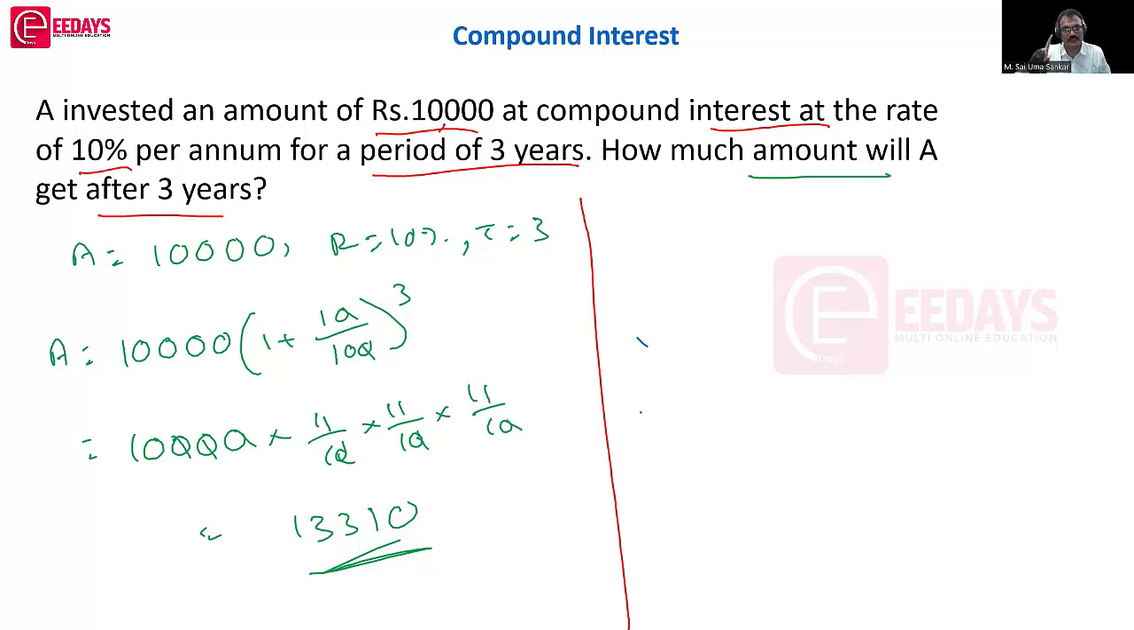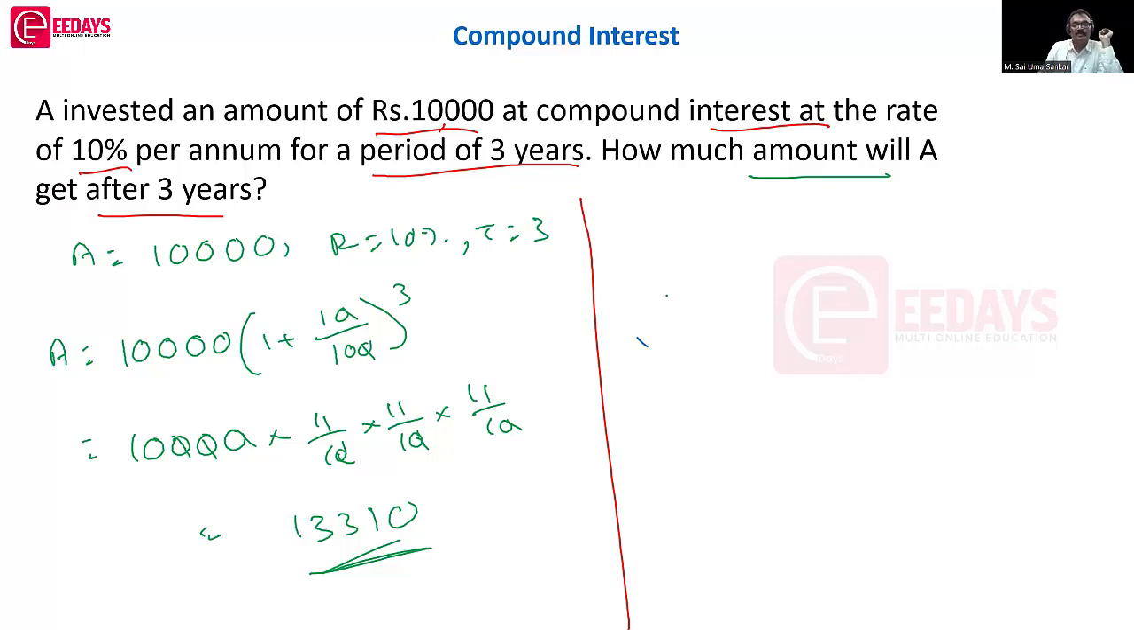Suppose one term is equal to 1 year. So in the second year, here, what is the simple interest? Interest calculated on the principal only. But what about the compound interest? Interest calculated on the principal plus interest calculated on the first year interest also. That is the compound interest. That is the difference between simple interest and compound interest.